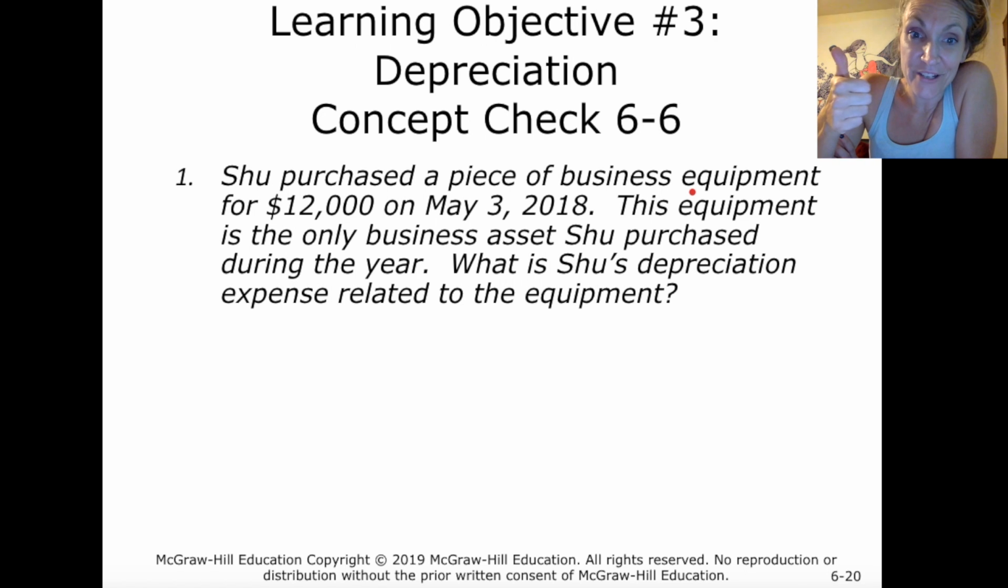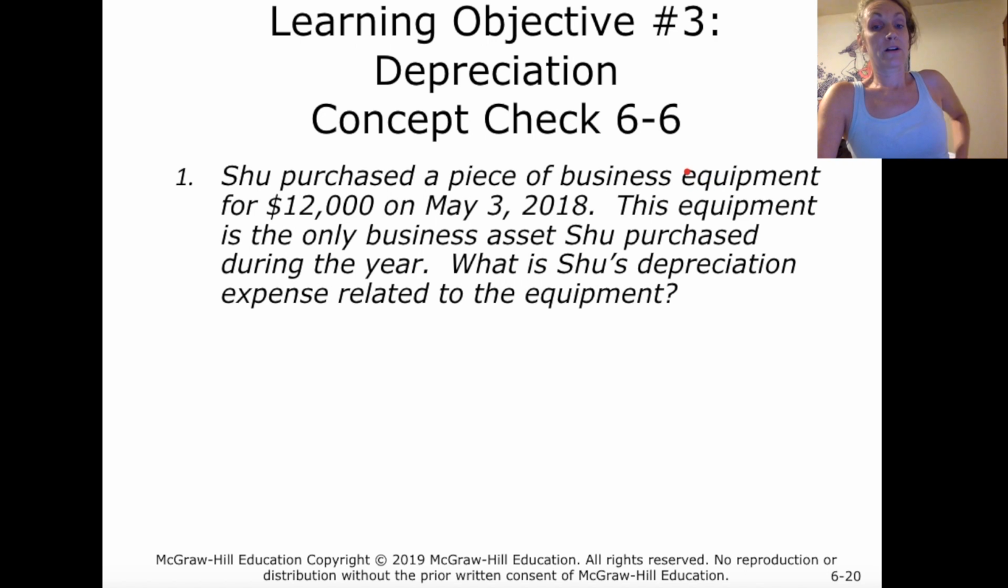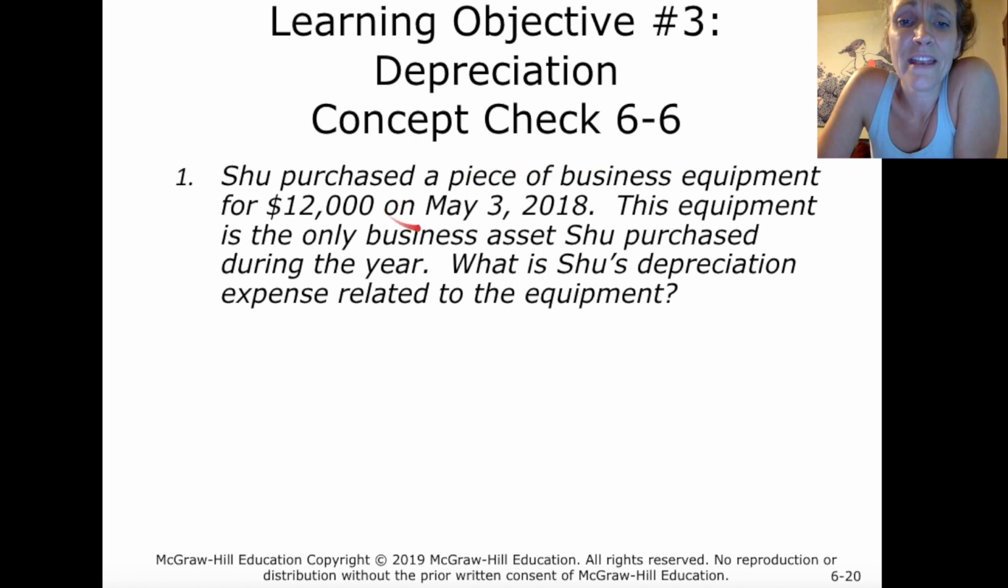So, first thing we need to know, basis. What's the basis? $12,000. Second thing, what type of equipment is it? It's equipment, 5-year or 7-year property, 7-year I think. We would just look at that table in your book. And then on May 3rd, we have to do that test for the convention, right?